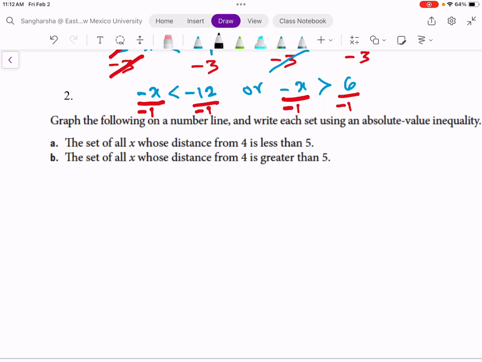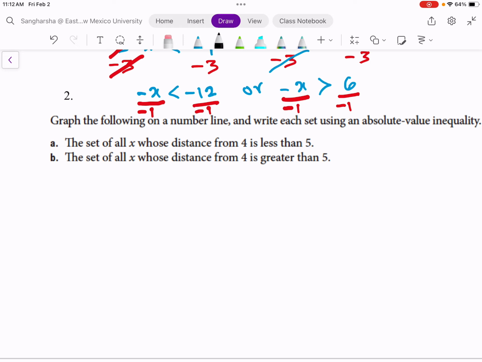Like for x, let me take 10. x can be any number, but for right now, let's take 10. What is the distance of 10 from 4? Do you all agree? It's 6. If it's negative 2, what will be the distance of negative 2 from 4? It's 6, right? So how did you find that? It's subtract, right? That's what we're going to do.